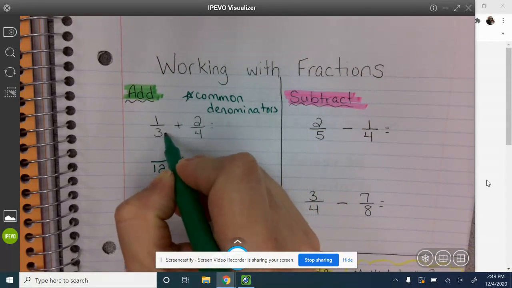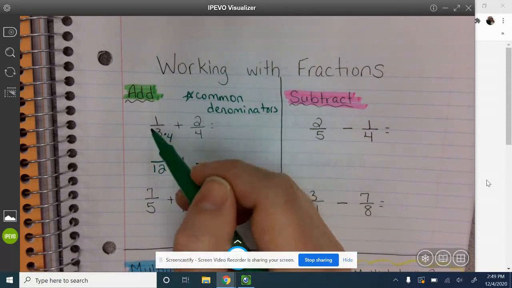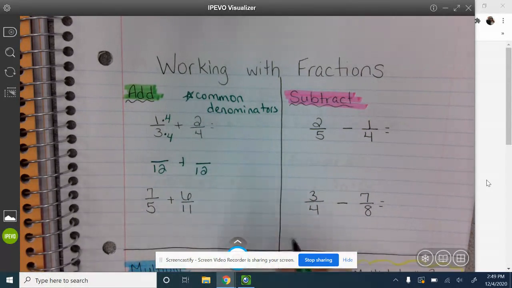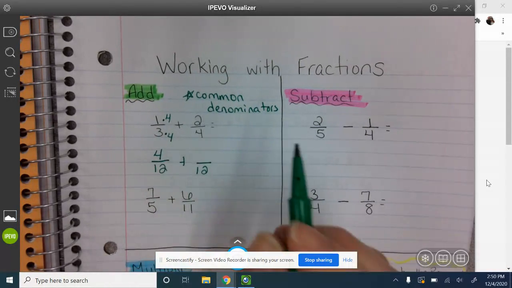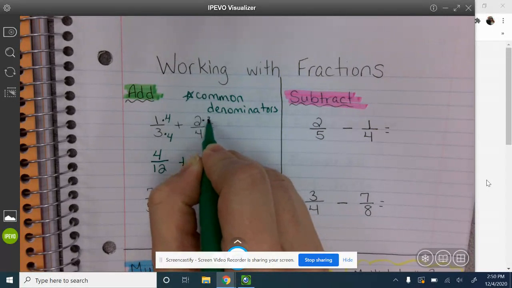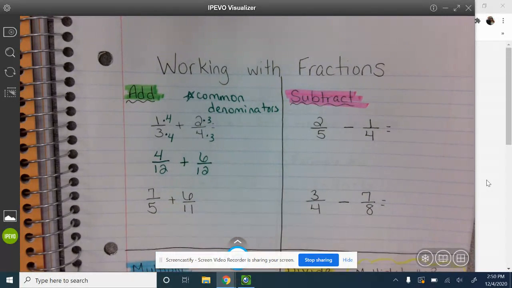So to get to 12, we're going to do 3 times 4. If we multiply the bottom by 4, we have to multiply the top number by 4 as well. 1 times 4 is 4. So on this side, 4 times 3 gave me 12. So 2 times 3 gives me 6.